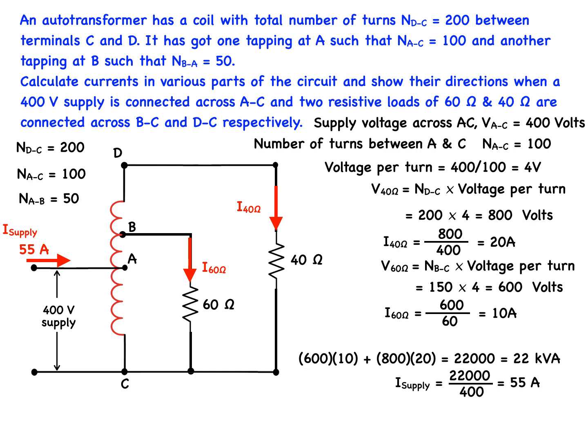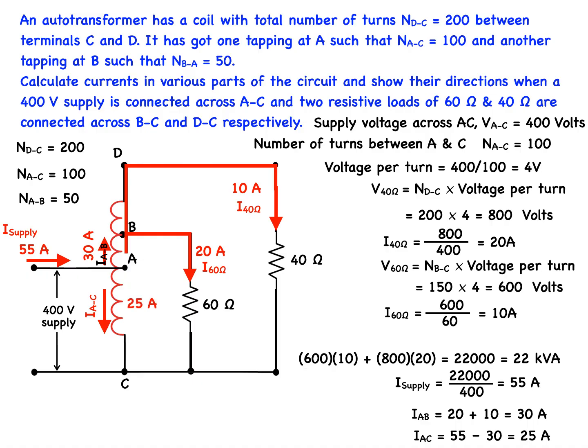Applying Kirchhoff's current law at B, the current in the coil AB is made up of the sum of the currents flowing through the 60 ohm resistor and the current flowing into the 40 ohm resistor, which is 20 plus 10, or 30 amps. Applying Kirchhoff's current law at A, the current in the coil AC is made up of the supply current flowing in minus the current flowing out into the loads, 30 amps, which gives us 55 minus 30, or 25 amps.